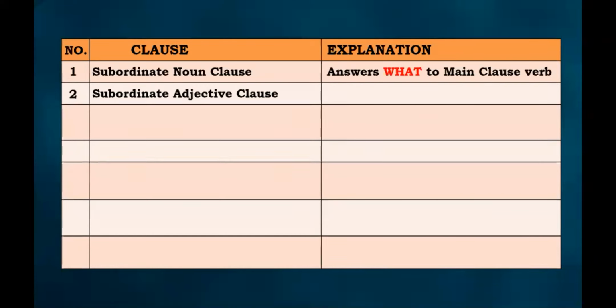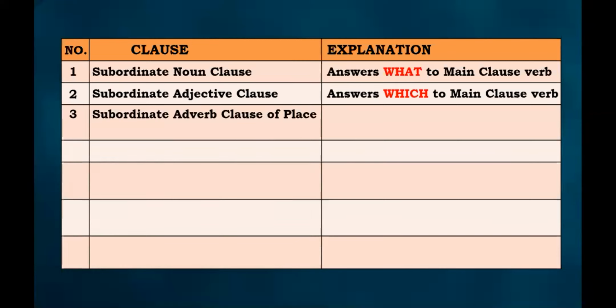The question is which. Very good. It answers which to the main clause verb. Okay, very good. Next one, what do we have for the next one? We have 9 types of adverb clauses, correct? Yes. So let's see. Subordinate adverb clause of place. Place answers the question. Place के लिए कौन सा question पूछते हैं? Where. Very good.